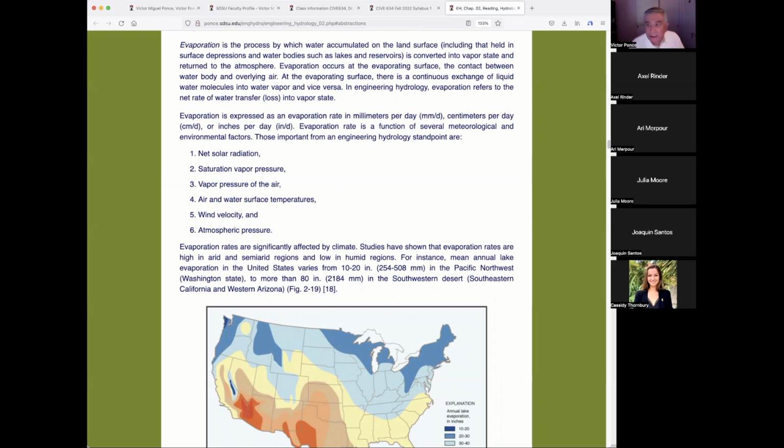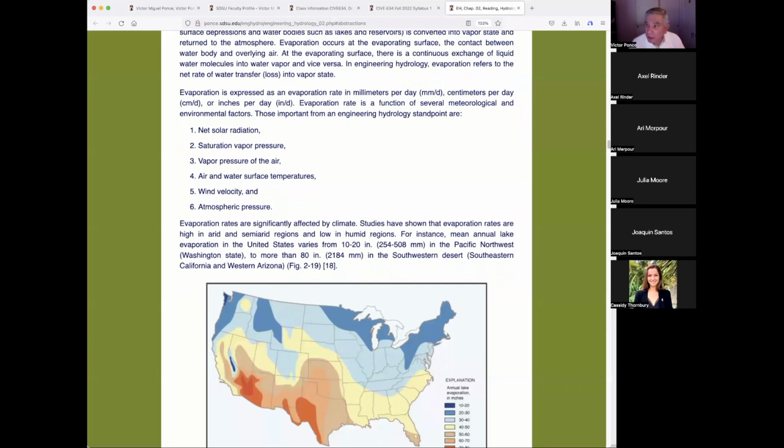Wind is absolutely essential for evaporation to continue. The molecules have to be put into the air and then removed so that space can be made for other molecules that have not yet evaporated. And atmospheric pressure also matters.